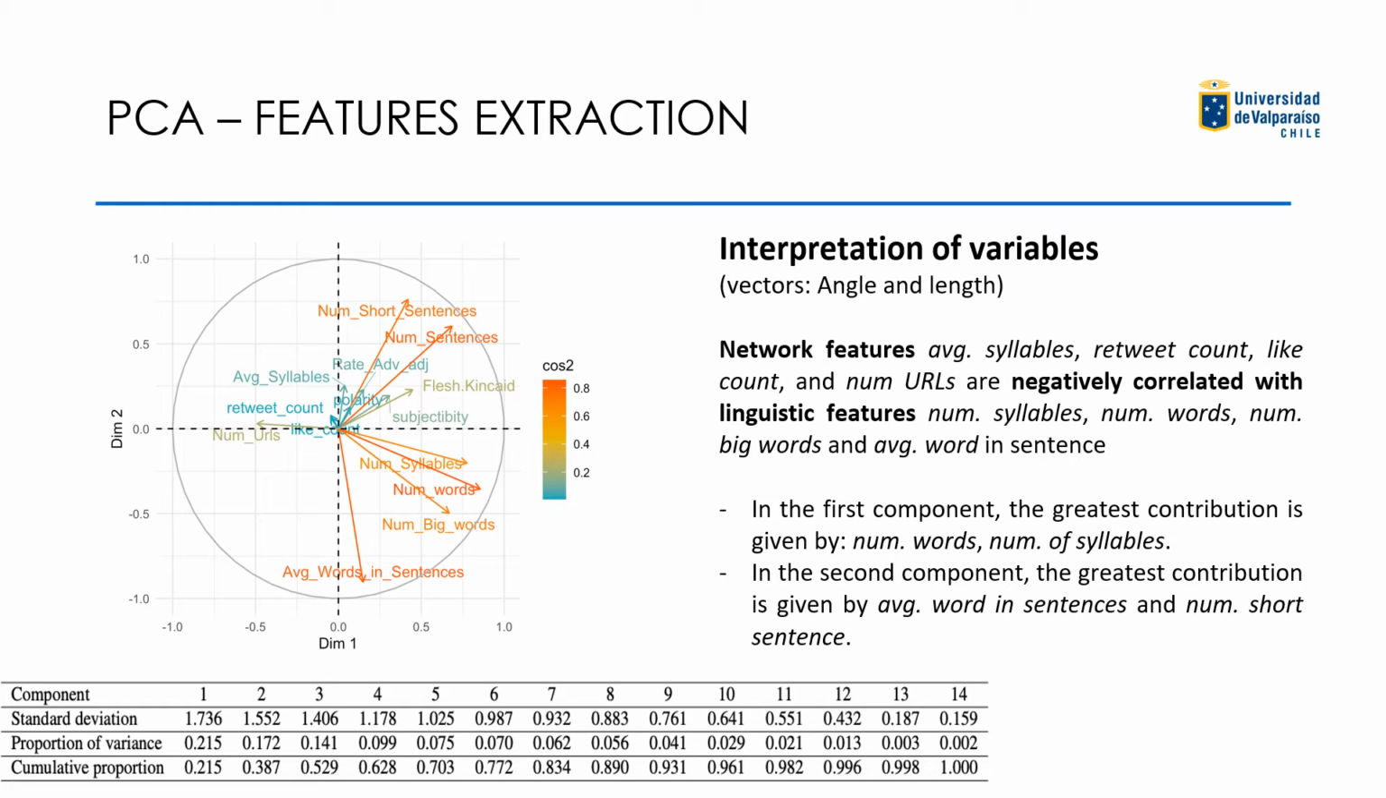Note that in the first component, the greatest contribution is given by the number of words and the number of syllables. In the second component, the greatest contribution is given by the average words in sentences and the number of short sentences. Additionally, it is observed that the 2 dimensions explain 39% of the variance.